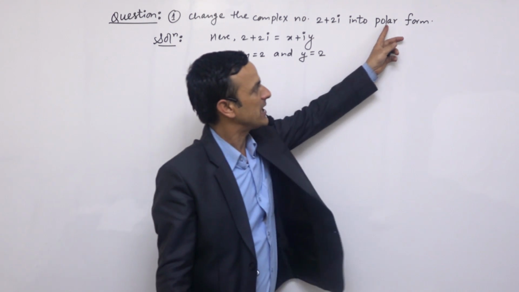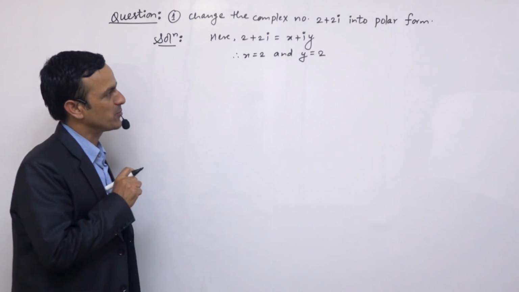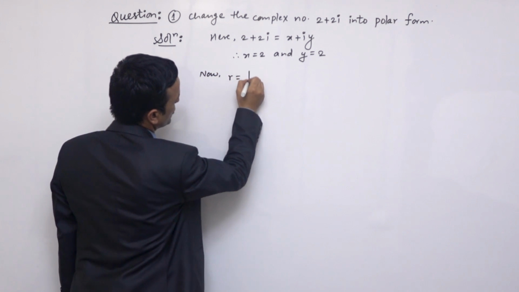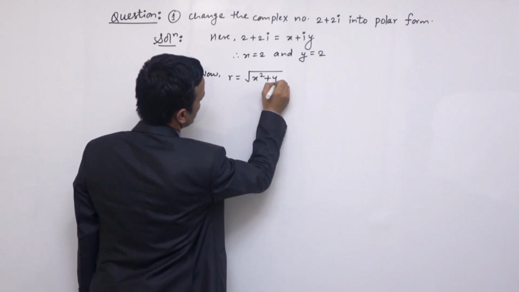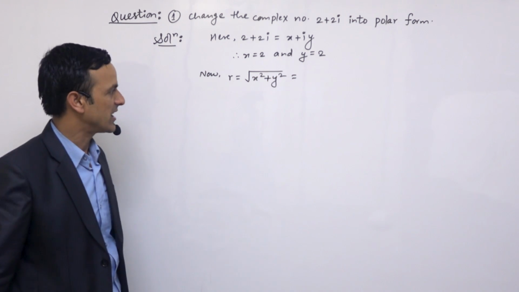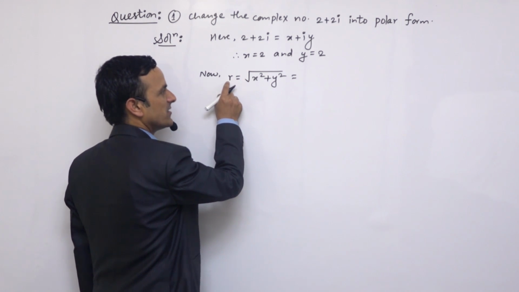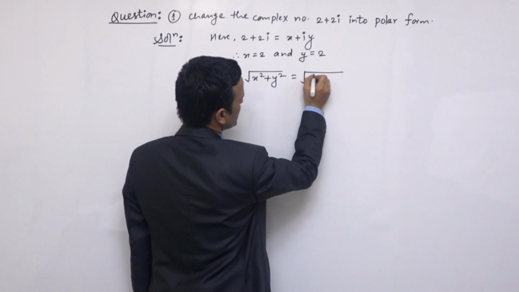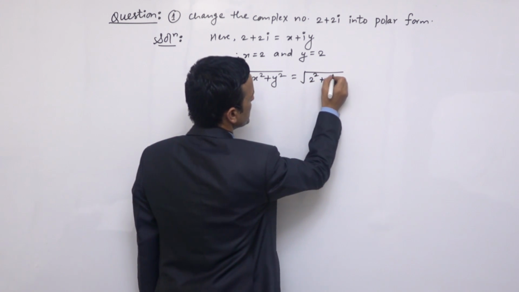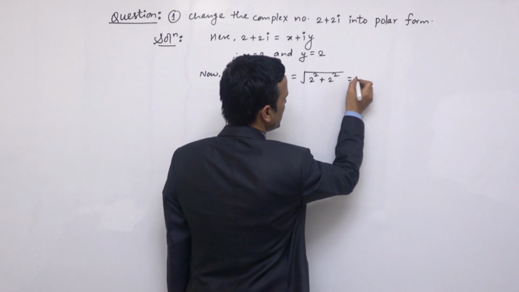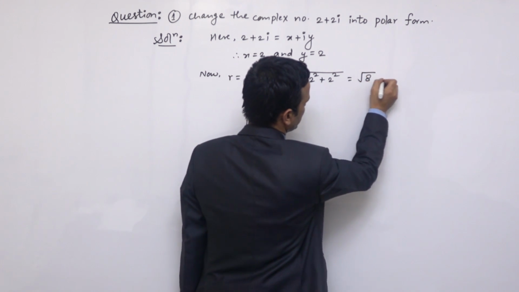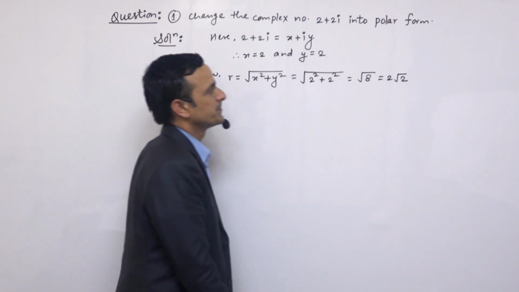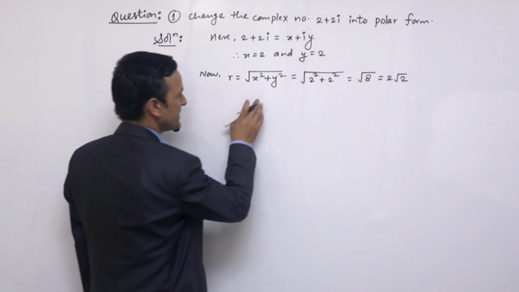To go to polar form, we need to know the values of r and theta. So for r, r is equal to the square root of x square plus y square. This is the formula to find the value of r. So let's put the values of x and y, which are given here. So x means 2 and y means again 2. If you solve it, 4 plus 4, this is 8. And if you find the square root of 8, then we get 2 root 2. The square root of 8 is 2 root 2.